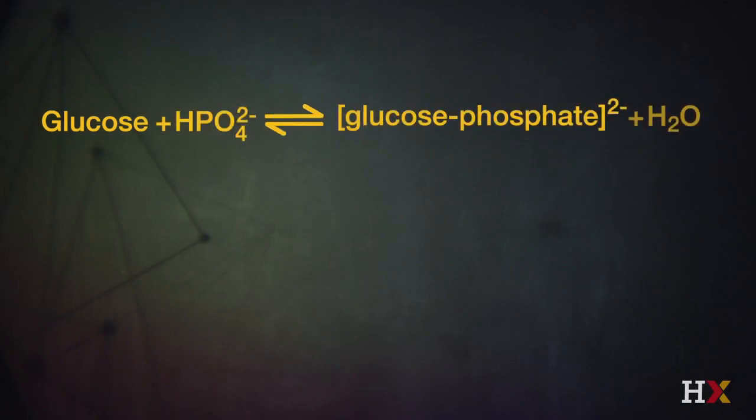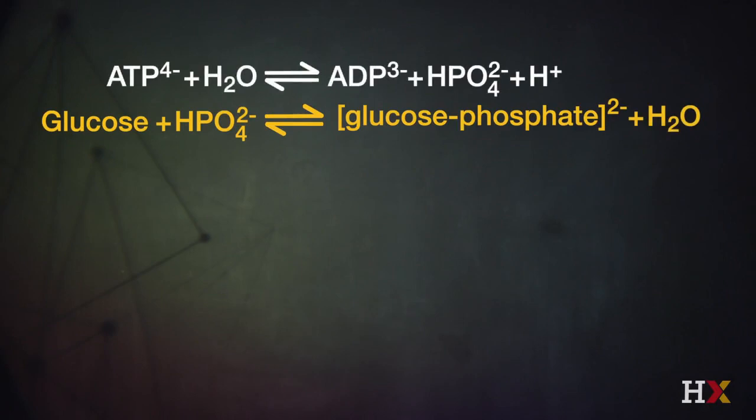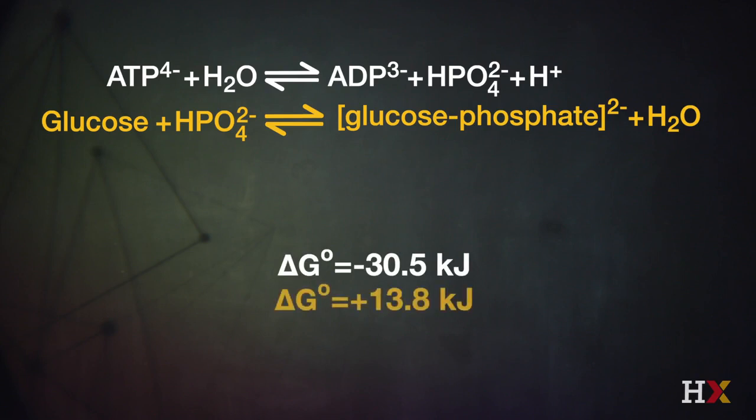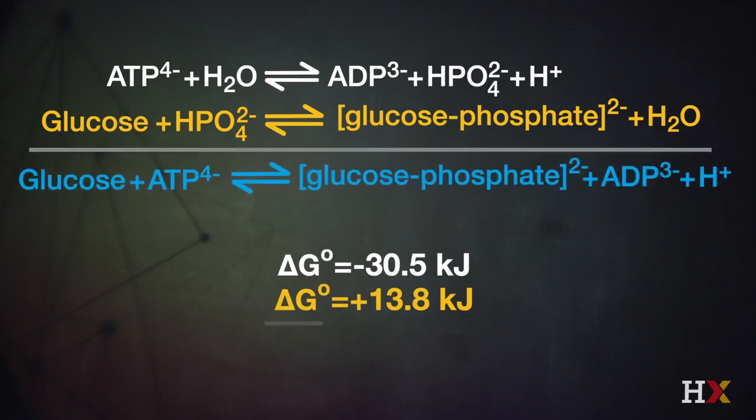That's glucose and phosphate that forms glucose phosphate. So the ATP to ADP reaction gives us 30.5 kilojoules of free energy per mole of reactants. The glucose phosphate reaction requires 13.8 kilojoules, but when we couple those two together, which is done in every organism, we have a free energy release of about 16.7 kilojoules.